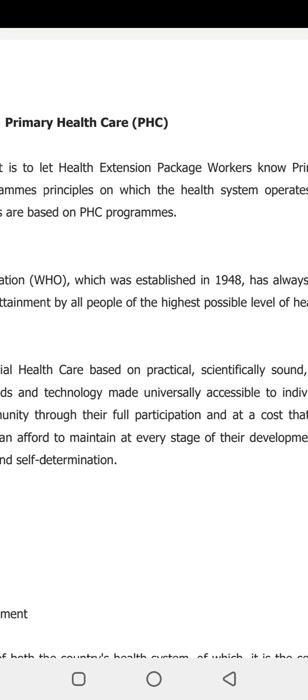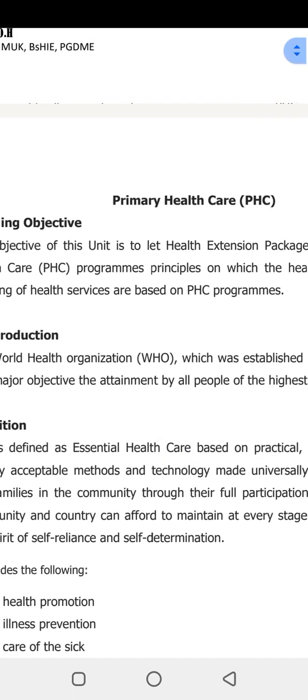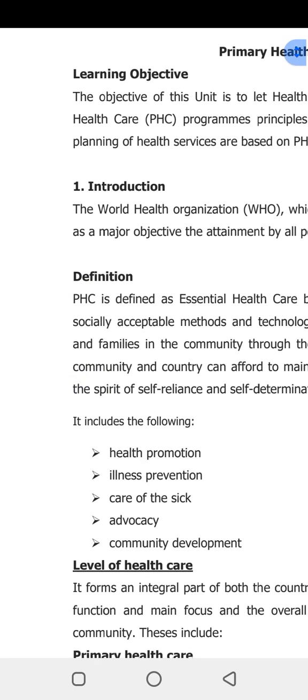Then you talk about participation. Everyone has to be part of the project, and everyone has to be involved in the project. That's what I can say about that definition.